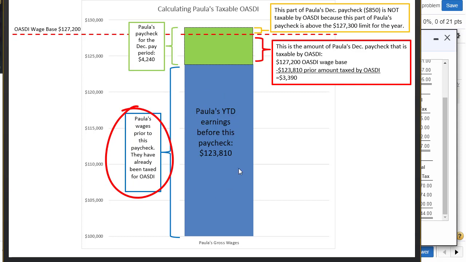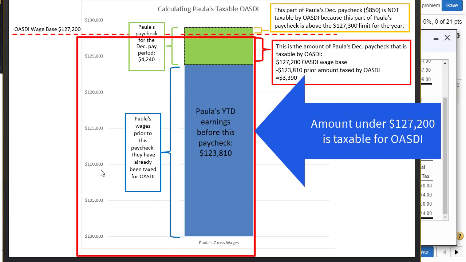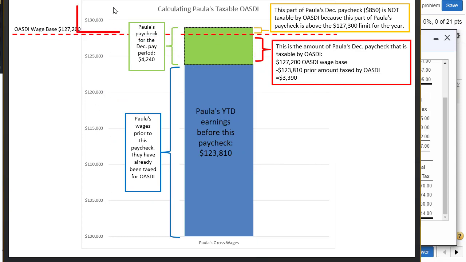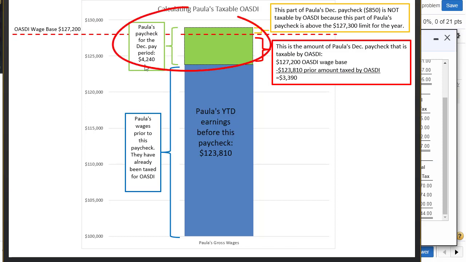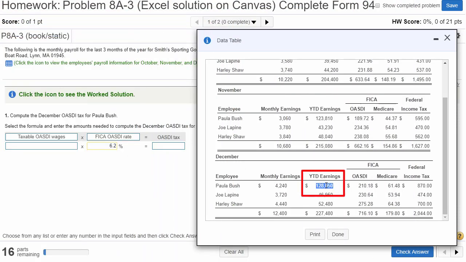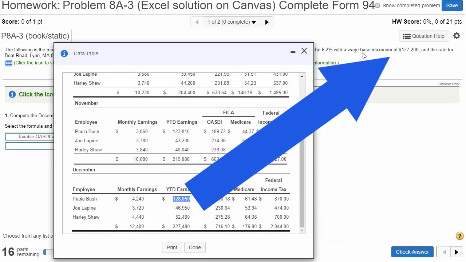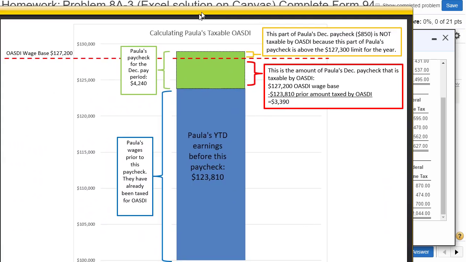And again, what is the wage base limit? It's 127,200. So I created this red line. Anything under this is taxable. Anything over this is not taxable. And then notice when we take her current pay period wages and add it to the prior, we're going to get 128,050. So that puts her over the wage base limit of 127,200. So we have to calculate how much of that is under the limit.